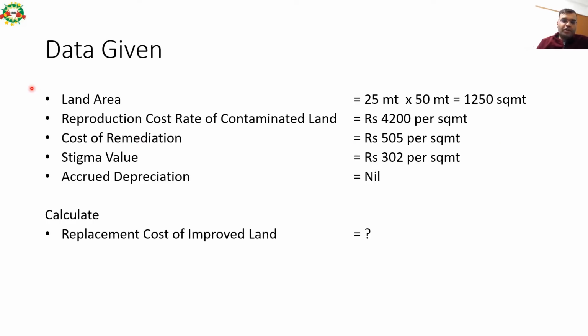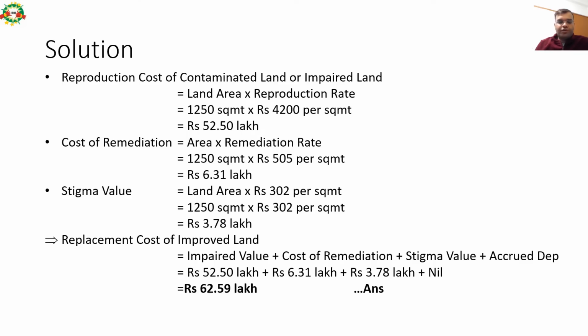So the data given in the question is that the land area is 50 multiplied by 25 square meter, so it is equal to 1250 square meter. Reproduction cost of contaminated land is given as 4200 rupees per square meter, cost of remediation is 505 rupees per square meter, stigma value is 302 rupees per square meter, and accrued depreciation is assumed to be nil. So we have to calculate the replacement cost of the improved land. A 2 marks theory question can come.